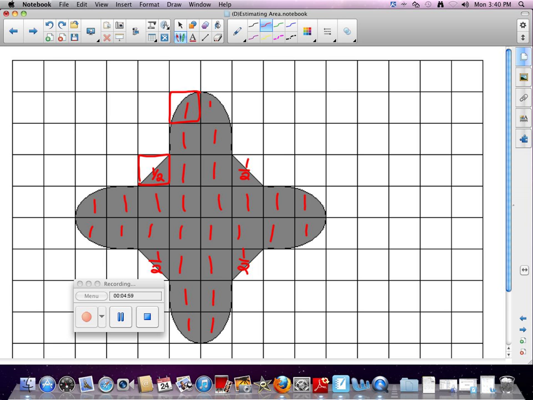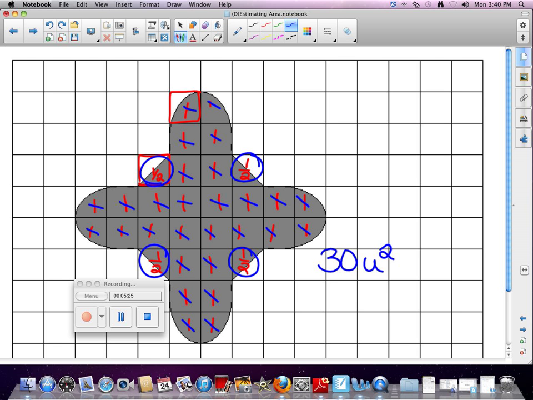So now I would go through and count. When I count, I cross them out. So 1, 2, 3, 4, 5, 6, 7, 8, 9, 10, 11, 12, 13, 14, 15, 16, 17, 18, 19, 20, 21, 22, 23, 24, 25, 26, 27, 28. So I have 28 full ones, and then I have a half and a half, which make 29, and a half and a half, which would make this 30 units squared. So the best estimate of that shape is 30 units squared.